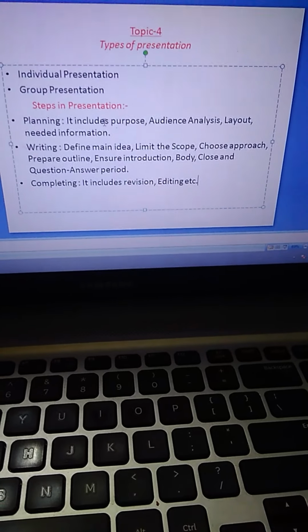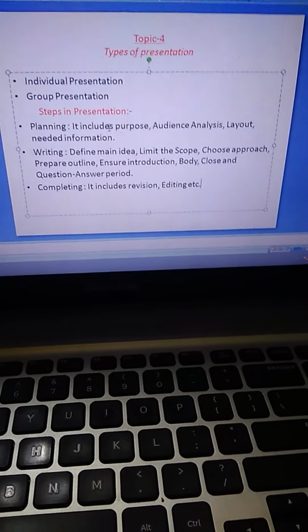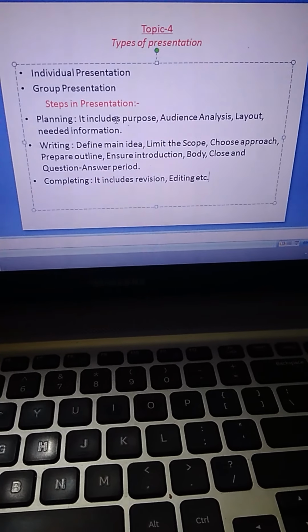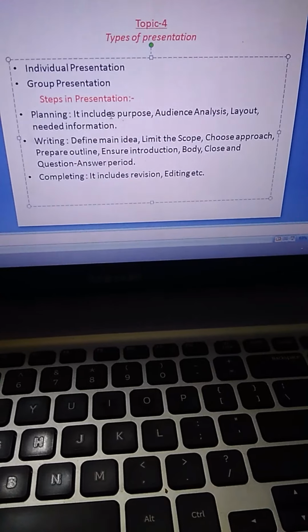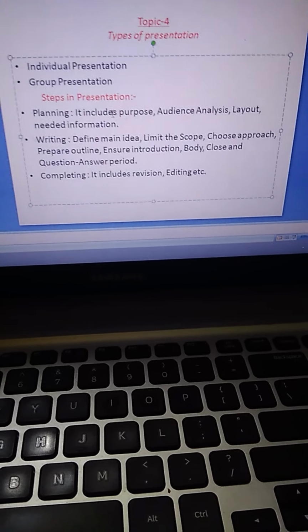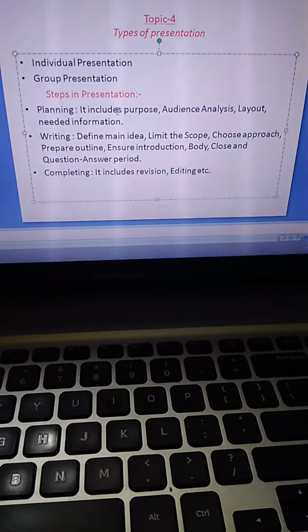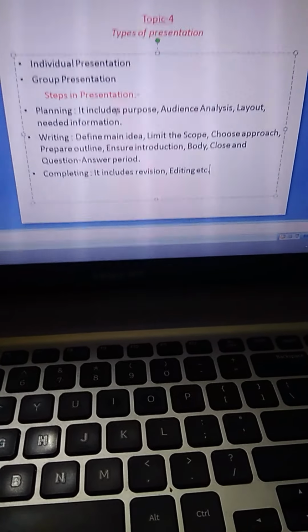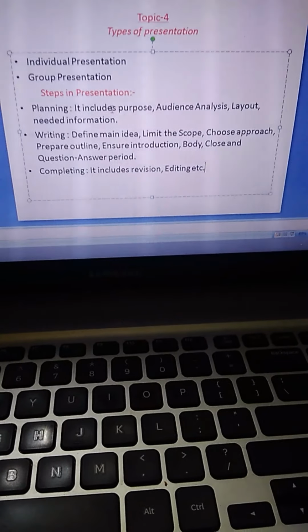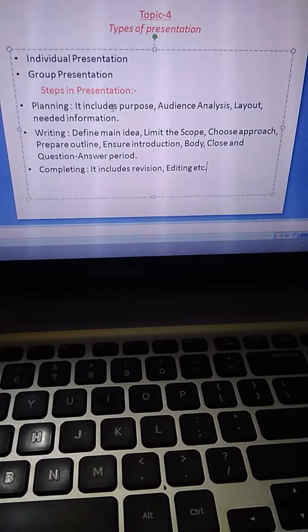Another is layout. Layout means the outer part of your presentation. You have to plan for that. And the last one is needed information. These are the things you keep in mind when planning your presentation, but you need some information also for preparing it. So each and every kind of information you should compile, and then you can prepare your presentation.